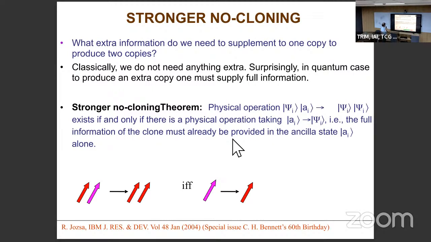Later on, in 2004, Richard Jozsa tried to prove a stronger version of the no-cloning theorem. So he asked the following question. When you deal with classical information, you are able to make the copy perfectly. You don't need any extra information.